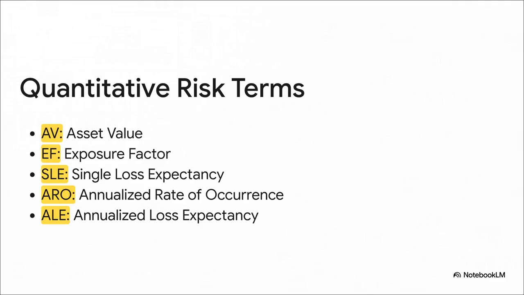These five acronyms, they're non-negotiable. You have to know them. Asset value, or AV, is just what something is worth. The exposure factor, EF, is the percentage of that value you'd lose if something bad happened. SLE, single loss expectancy, is the total dollar loss for one single incident. ARO, the annualized rate of occurrence, is how many times you expect this to happen in a year. And that brings us to the big one, ALE, the annualized loss expectancy, which is your total expected loss per year from this risk. Seriously, burn these into your brain.